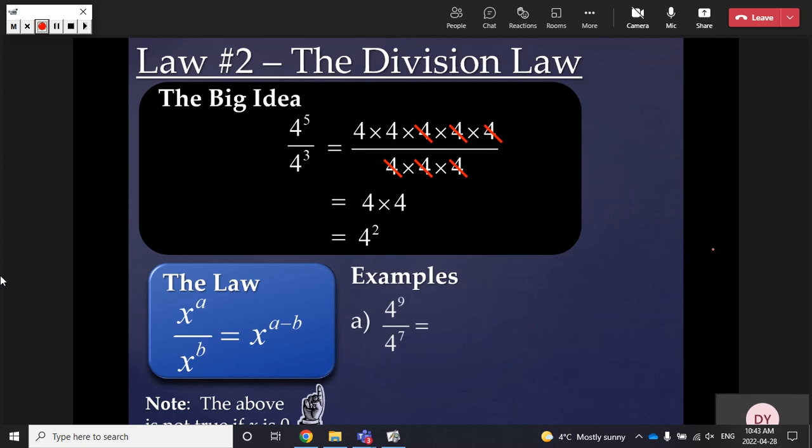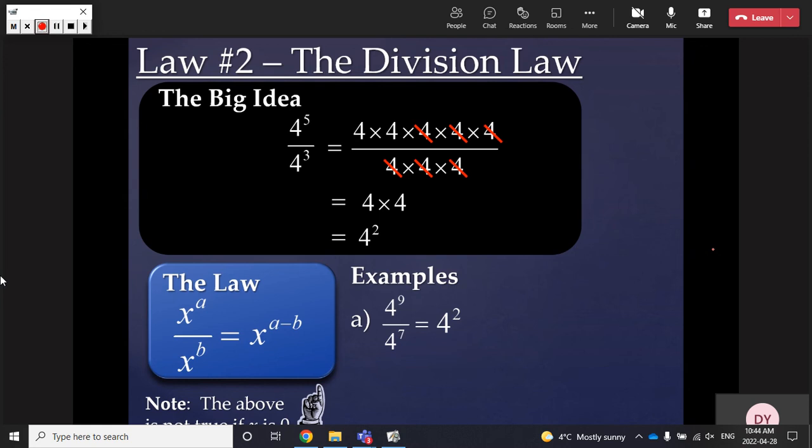Okay, we have 4 to the power 9 divided by 4 to the power 7. What is our shortcut answer, Riley? 4 to the power 2. And how did you get that? Right, took the exponent 9, subtracted the exponent 7.